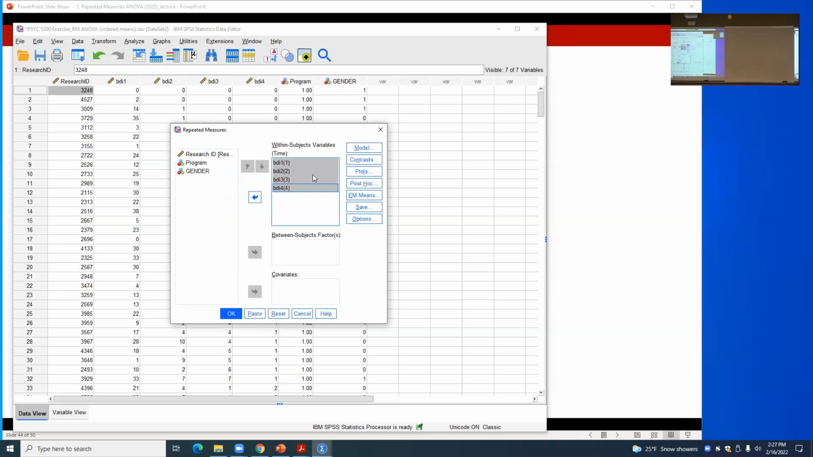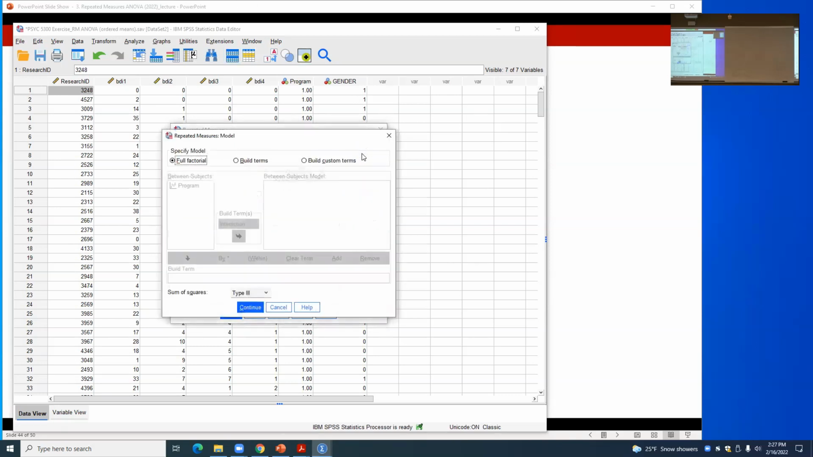And then what I'm going to do is select program, and I'm going to drop it in my between subjects factor. Okay. That's saying that, yes, I want to see whether or not I have differences in these means over time. But also I'm going to want to look at the extent to which those change depending on what program I'm looking at here. Okay. So what we're going to do is go up to, if you look at your model, this is just different ways you can specify your model, change things around, change your sum of squares.